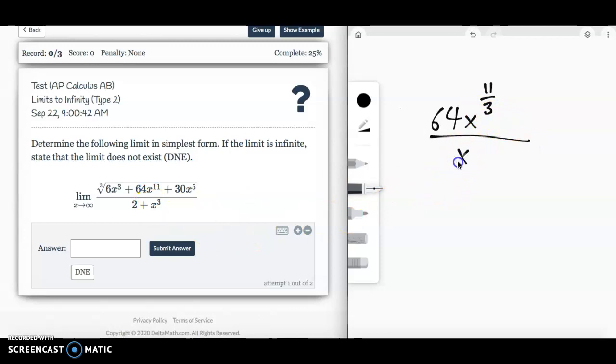And then on the bottom, I have an x cubed, which if you need to compare, 11 thirds is greater than 3. So as this approaches infinity, then my whole function would also approach infinity, or DNE.